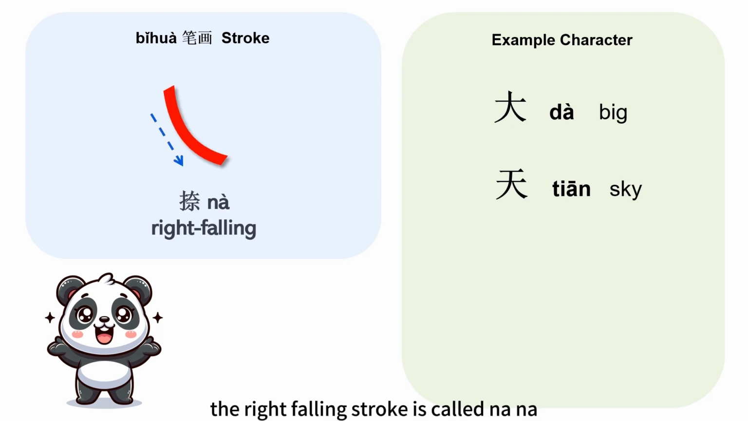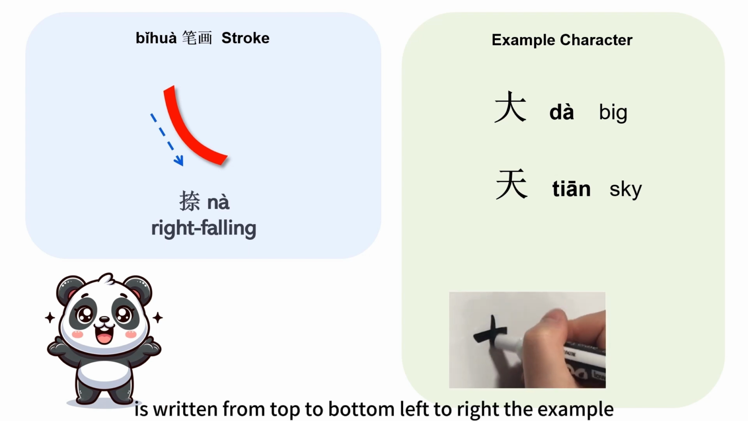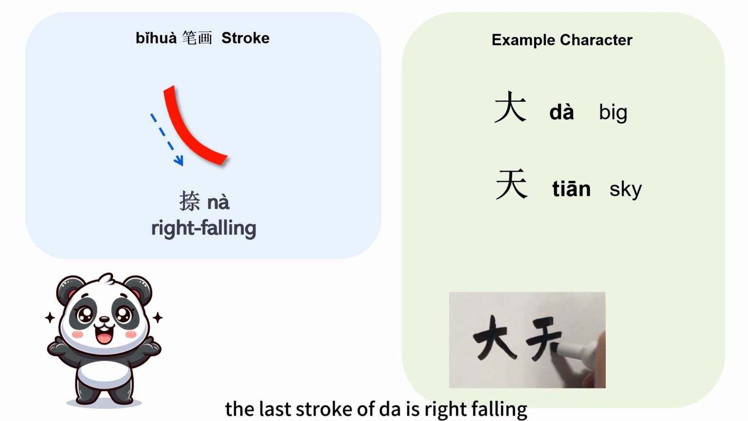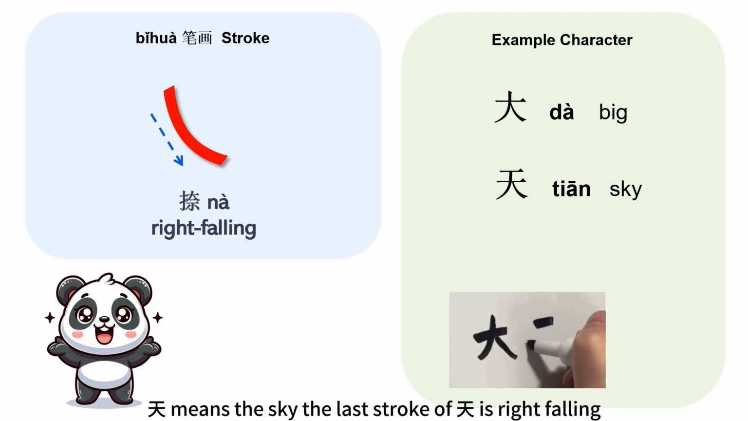The right following stroke is called 捺. The right following stroke or 捺 is written from top to bottom, left to right. The example character 大 means big. The last stroke of 大 is right following. The character 天 means sky. The last stroke of 天 is right following too.